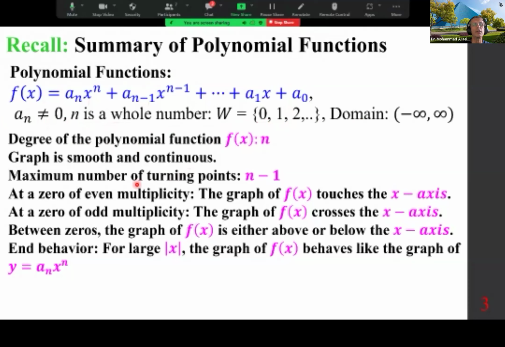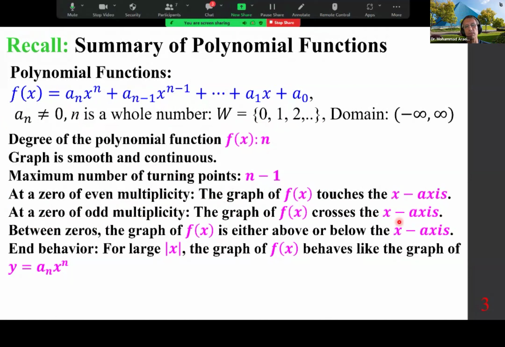Graph is smooth and continuous. Maximum number of turning points is n minus 1. At the zero of even multiplicity, the graph touches the x-axis. At the zero of odd multiplicity, the graph crosses the x-axis. Between zeros, the graph of f of x is either above or below the x-axis. End behavior: for larger absolute value of x, the graph of f of x behaves like the graph of y equals a sub n x to the power of n.